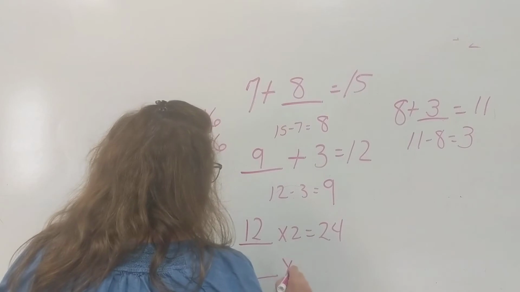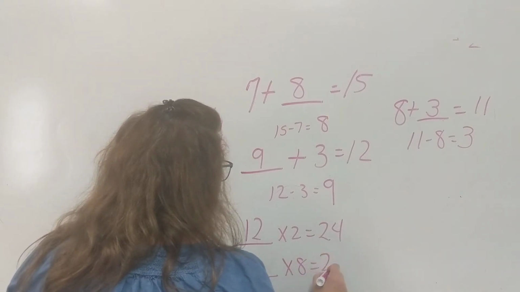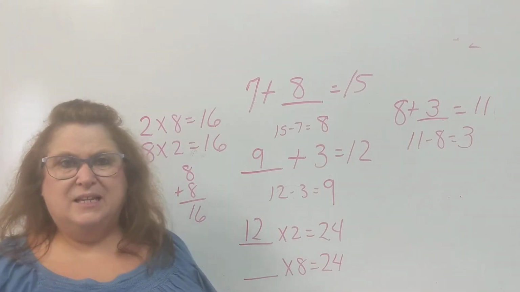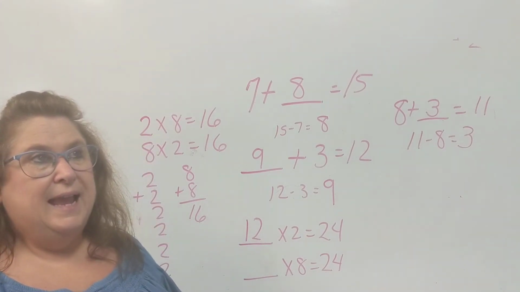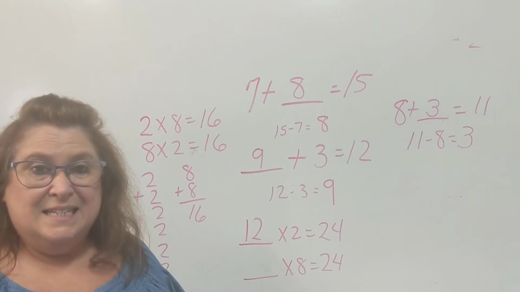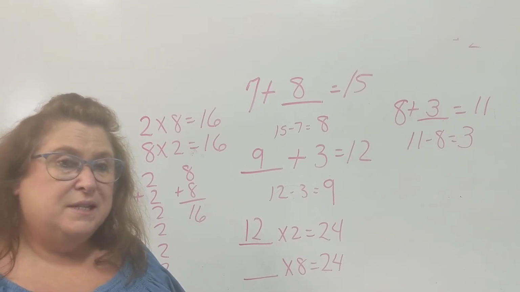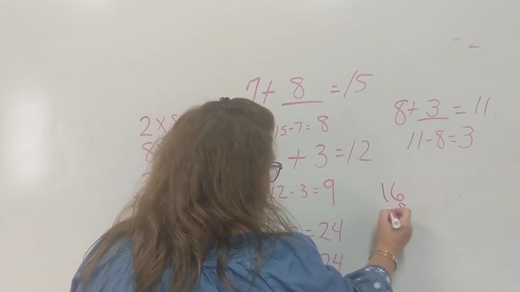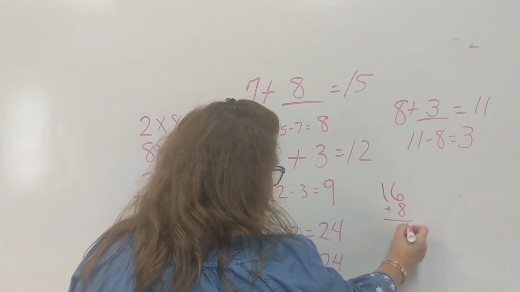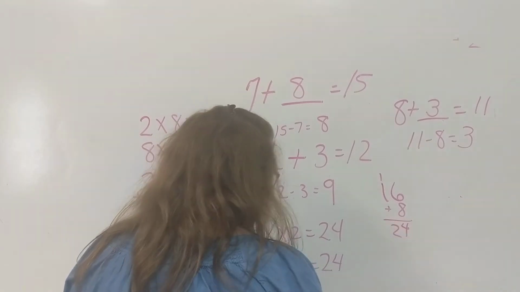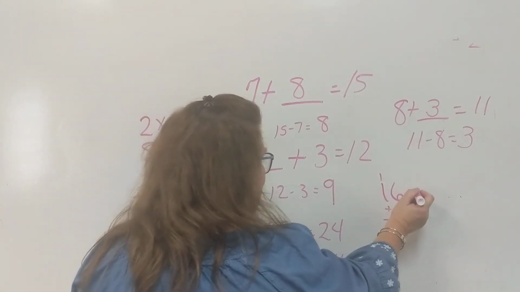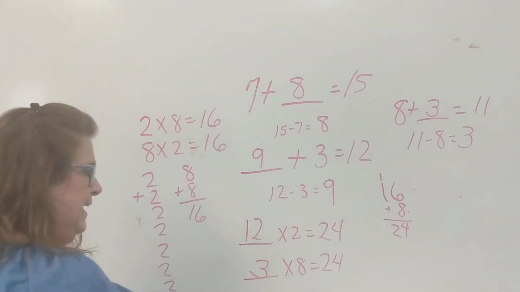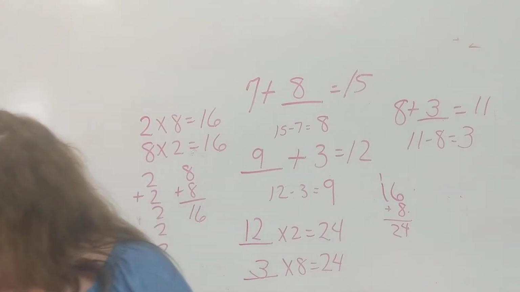And what times 8 equals 24? What can we multiply 8 by to get to 24? We know that 8 plus 8 is 16. If we add 8 onto 16, what do we get? We get 24. So that would be 8 2 times. 8 one more time would be 3. So 3 times 8 equals 24.